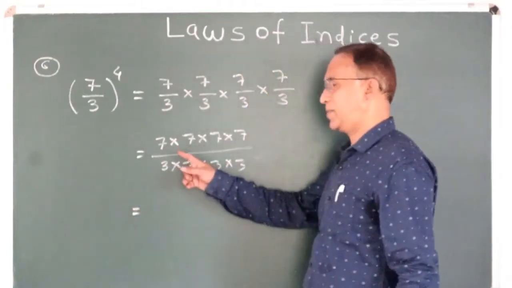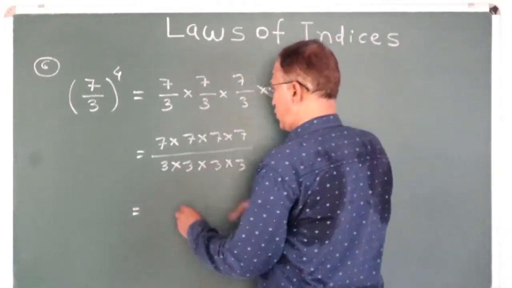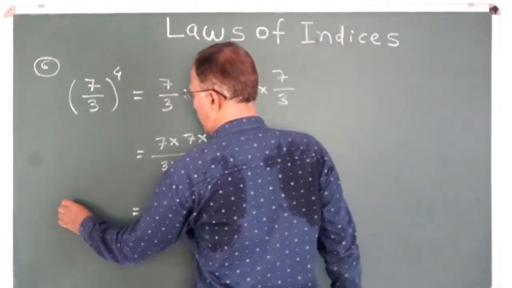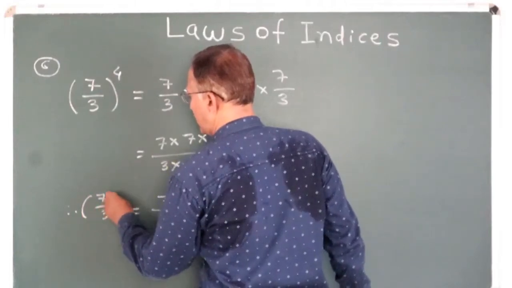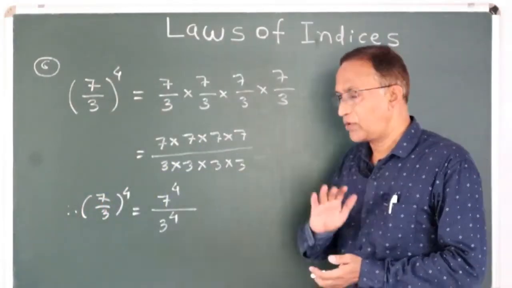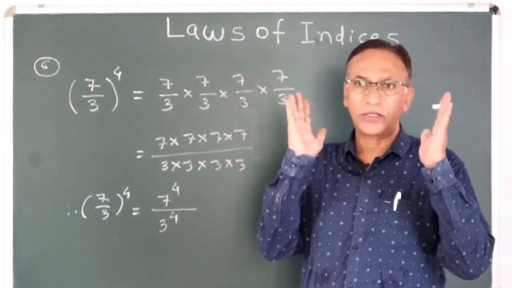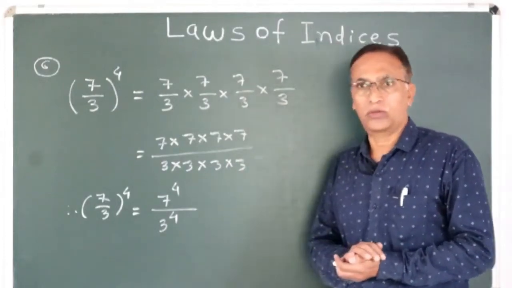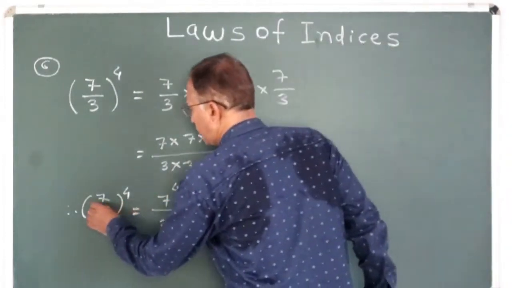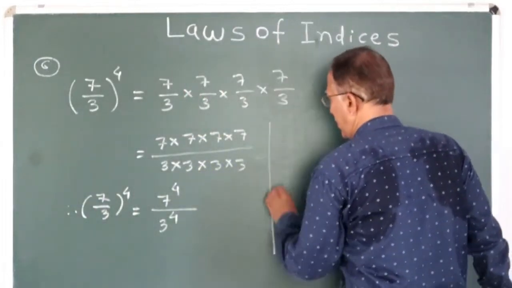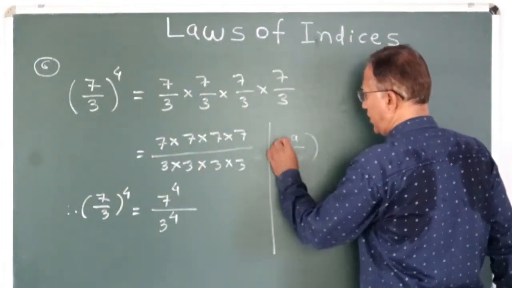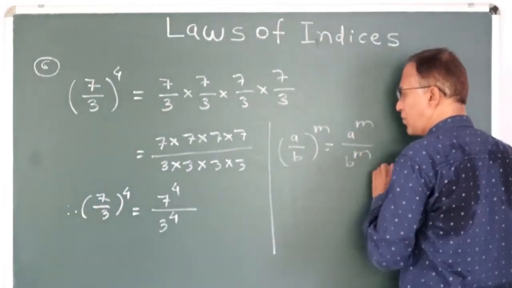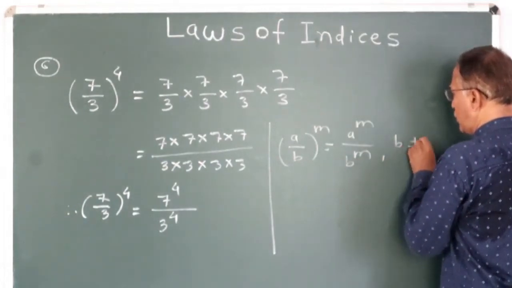Now numerator can be expressed in index form as 7^4 divided by 3^4. Therefore (7/3)^4 = 7^4/3^4. What is your observation? If two numbers are in division having a whole power, then we can separately assign the power to both the numbers. Therefore we generalize (a/b)^m is equal to a^m divided by b^m, where b is not equal to 0.